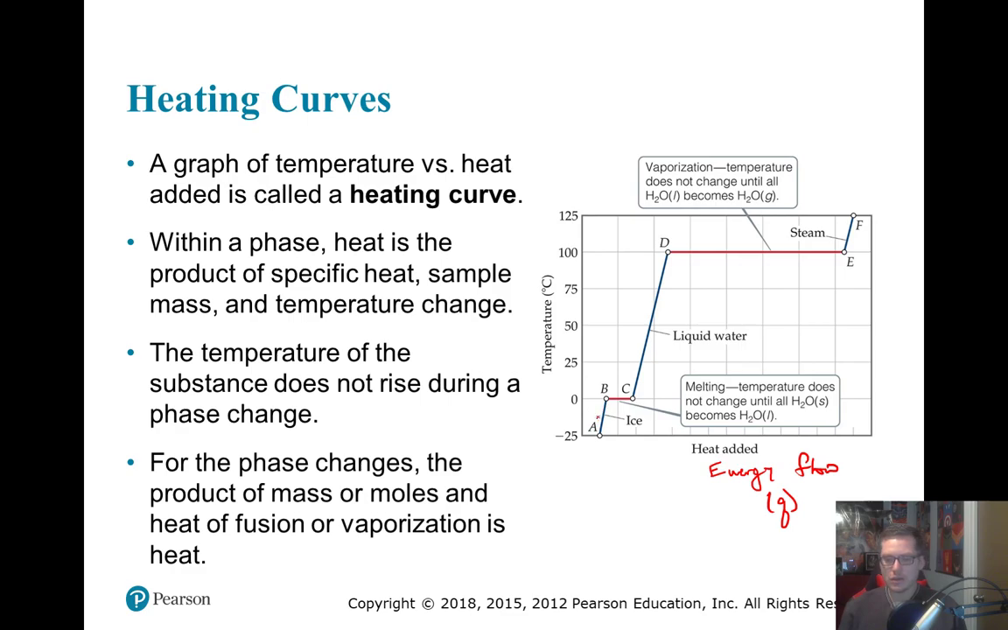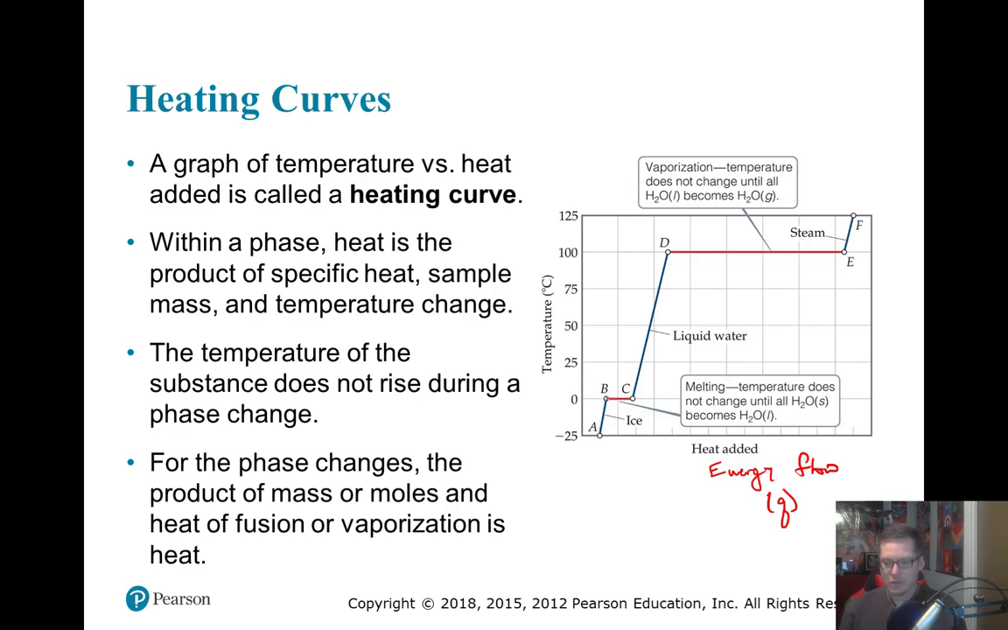On this heating curve, it looks like we're dealing with water here. We've got some amount of water at negative 25 degrees Celsius. As we add heat, we're adding energy to it. Heat comes in, and the temperature of the ice goes from negative 25 and slowly gets up to 0.